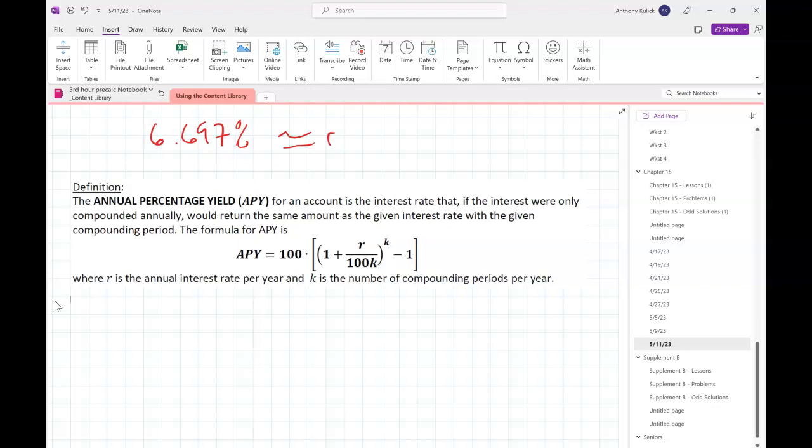So it's just a way to compare two different loan offers or investment offers that have different compounding periods. It's like, well, how do I compare these two things? It's a little bit difficult. If I convert them both into an annual percent yield, then it makes it really easy to compare, because whichever one is the bigger one is the more favorable one from an investment side, or in a loan situation, whichever one is the lower one would be the more favorable value.